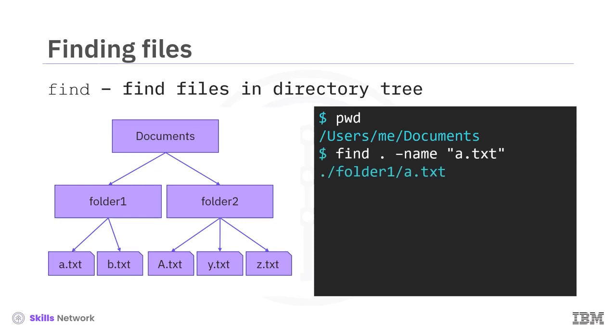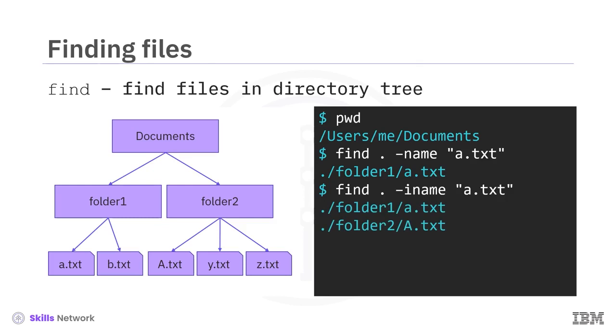find . -name a.txt. The dot argument means search within here, so the command will only search within your current working directory. To perform a case-insensitive version of your search, you can use the -iname option instead. You'll see that you find the same file plus another file with the same name, but with an uppercase A.